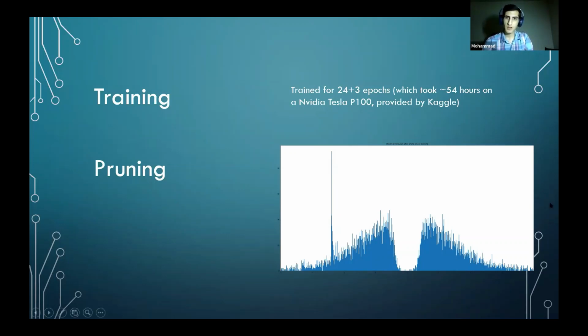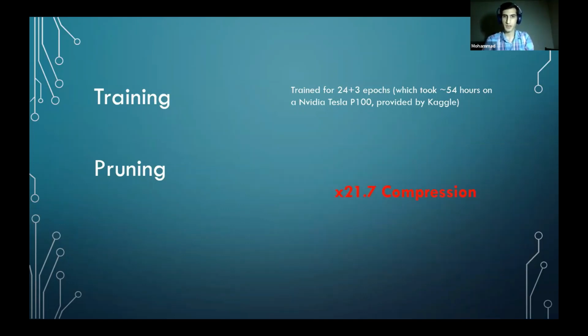So that was the result, and I achieved an accuracy of 56.1 and an inference cost of 0.46. So yeah, that was my presentation. And yeah, there's a compression of 21.7, almost 22 times. Thank you for listening, and I'm happy to take any questions, if any.